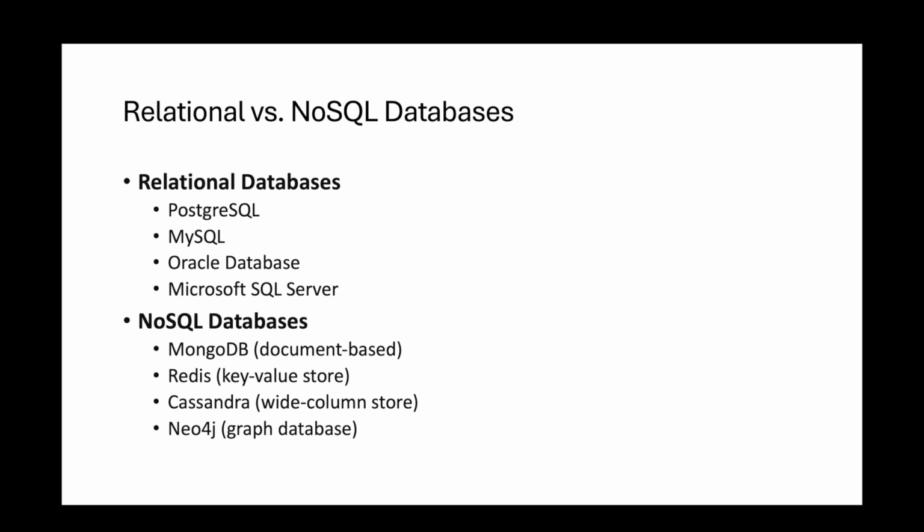NoSQL databases. NoSQL databases are non-relational databases that store data in flexible, schema-less formats, such as key-value pairs, documents, or graphs. They are designed for scalability, high availability, and performance, making them suitable for handling large volumes of unstructured or semi-structured data. Example NoSQL databases: MongoDB, document-based; Redis, key-value store; Cassandra, wide column store; Neo4j, graph database.